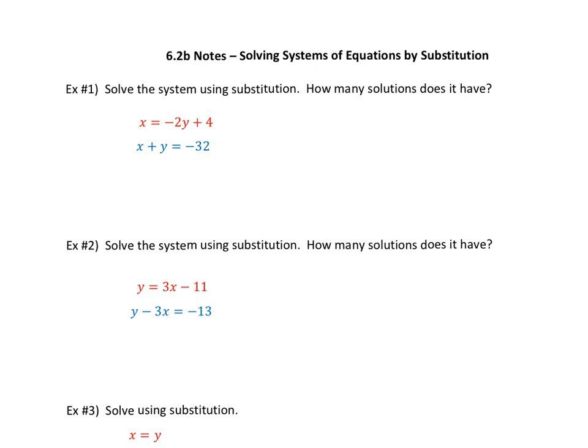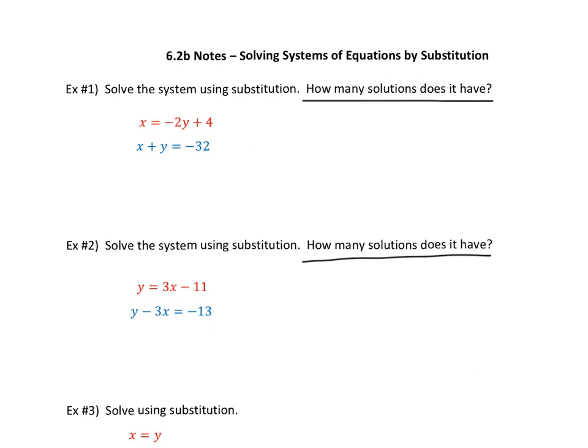All right, guys, we're gonna do 6.2b. So this is more substitution and looks a lot like what we did yesterday, but you'll notice the question is worded a little differently in some of these. It'll say how many solutions does it have? So you won't always get one solution anymore. Sometimes you will get infinitely many solutions, and sometimes you will get no solution, and sometimes you'll get a solution where you have an x and a y value.